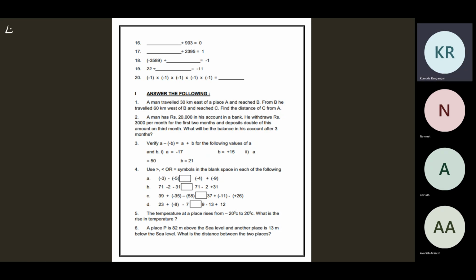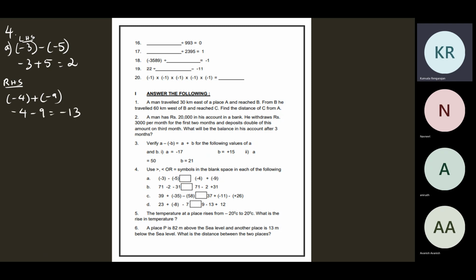Next, fourth one, 4A. We'll have to write the left-hand side. It's minus 3 minus minus 5. We'll have to simplify this. So it will be minus 3 plus 5, which is 2. And the other side, you can write LHS, RHS for this also. What is the RHS? It's minus 4 plus minus 9. So it is minus 4 minus 9, which is minus 13. So what is the sign?